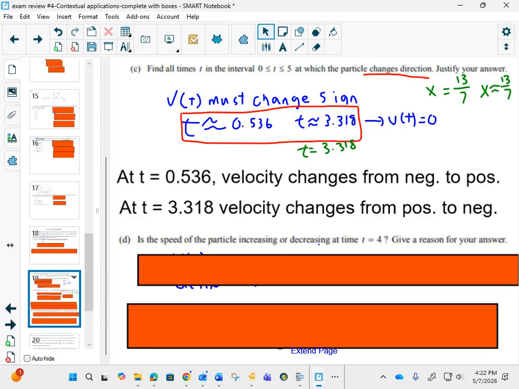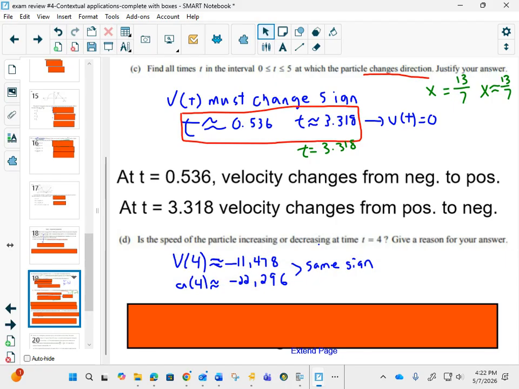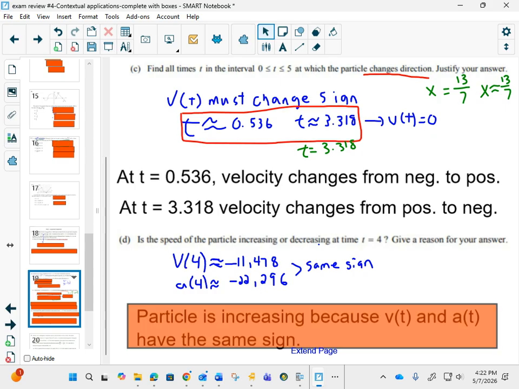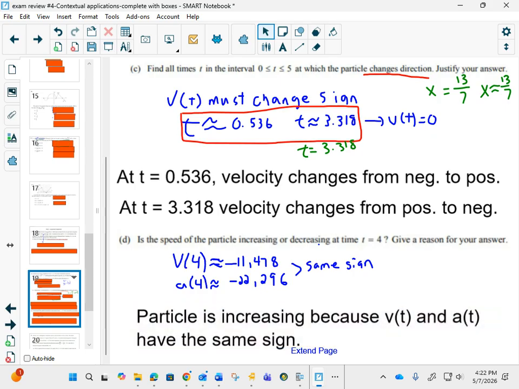Okay, so speed makes me think of velocity and acceleration. Velocity is -11. Acceleration is -12, -22. They're the same sign. So just a little explanation of that.